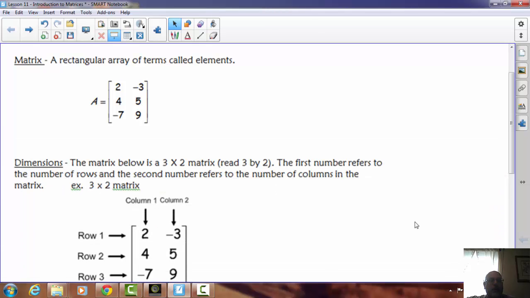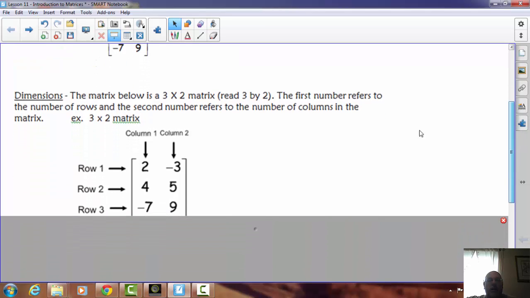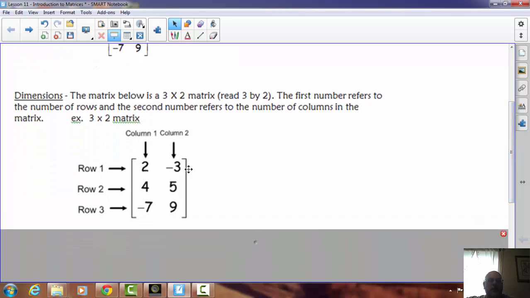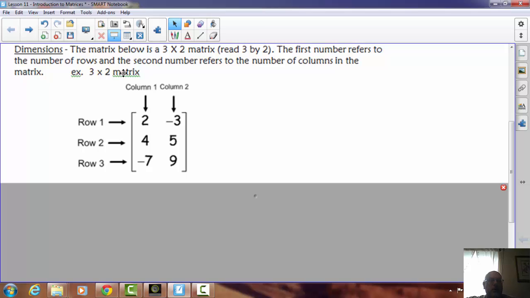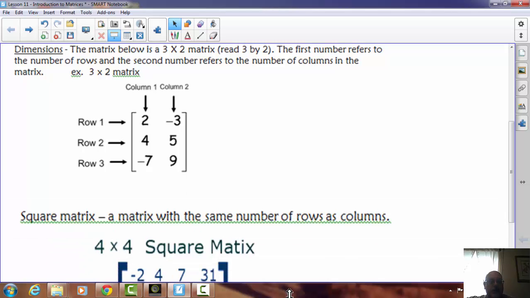So the matrix below is a 3 by 2 matrix, and we read that as 3 by 2. The first number refers to the number of rows. There were 3 rows, there were 2 columns. So this is a 3 by 2 matrix. Again, the first number is always the number of rows, the second number is the number of columns.